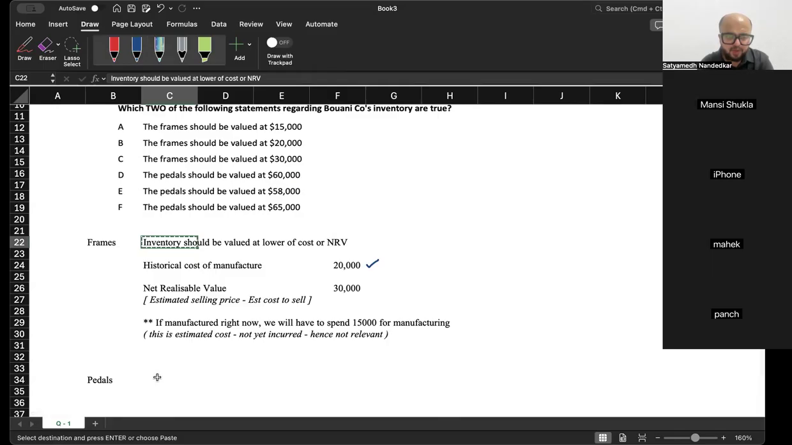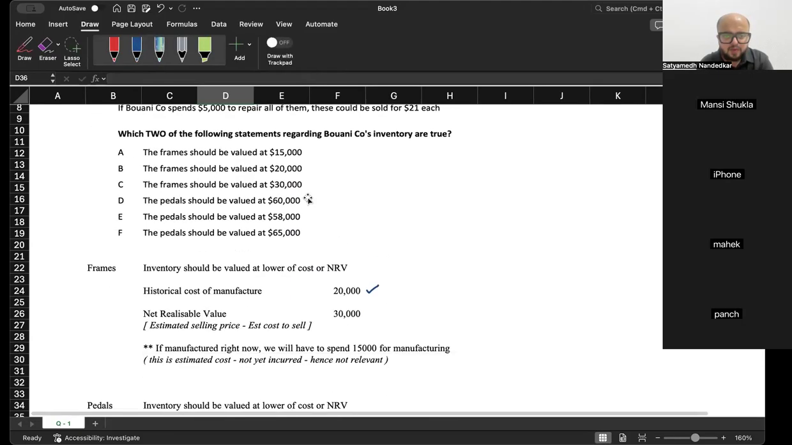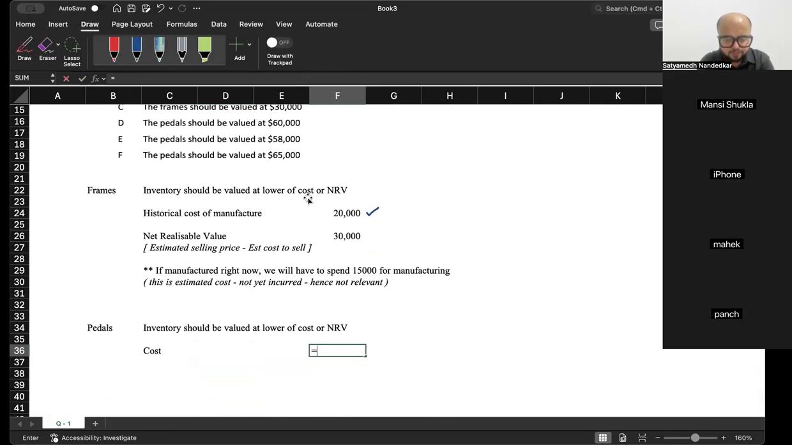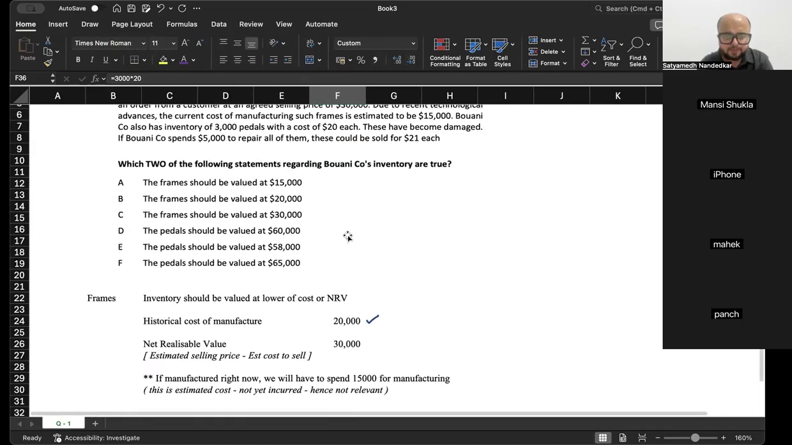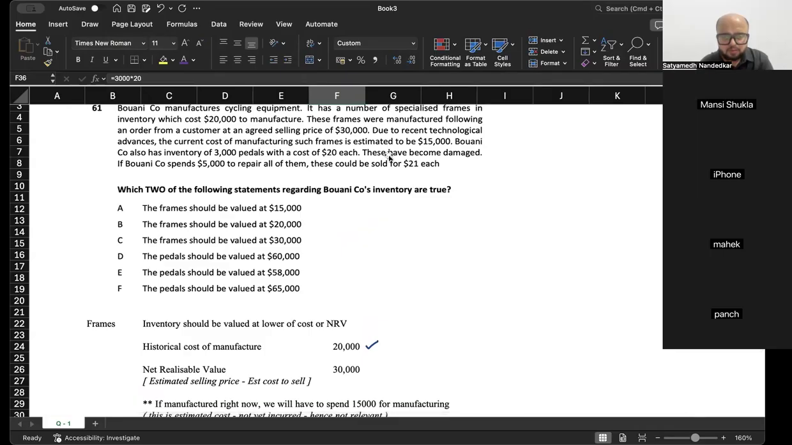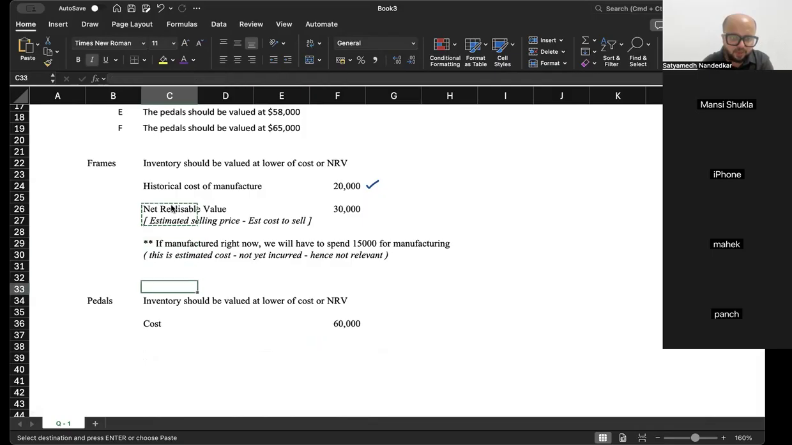Again, inventory should be valued at lower of cost or net realizable value. What is cost? 3,000 pedals with a cost of 20 each. Okay, and what is the second thing? They have become damaged. If Buani company spends 5,000 to repair, these could be sold for 21 each. Net realizable value is estimated selling price minus estimated cost to sell.